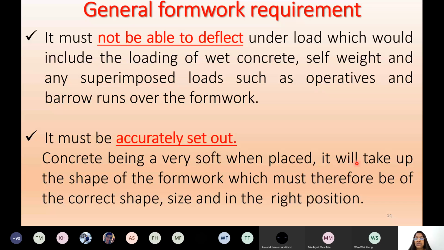Concrete, being very soft when placed, will take up the shape of the formwork, which must therefore be the correct shape and size. That's what I said. All the beams and columns are designed beforehand, and the formwork will follow exactly the size of the beam, the size of the column, the size of the slab. So you have to properly design it. No gap should be there. You can grease it to form a smooth surface between the inside wall of the formwork and the concrete surface, so that you can easily remove it later on. Other than that, it should exactly follow the size of the members.